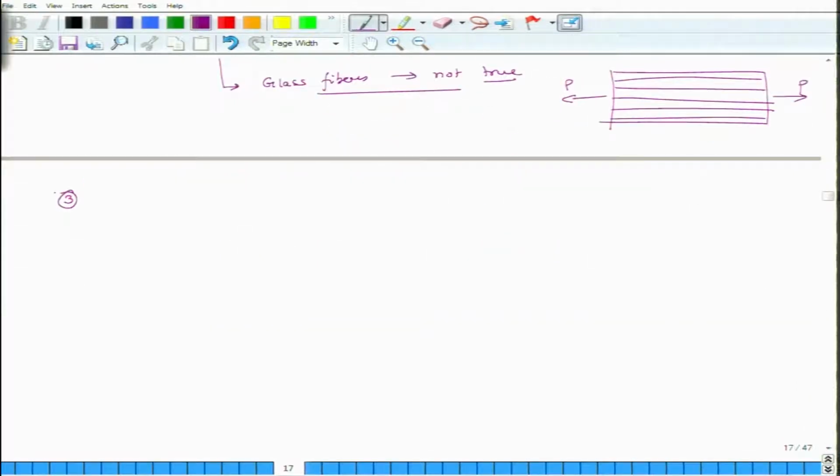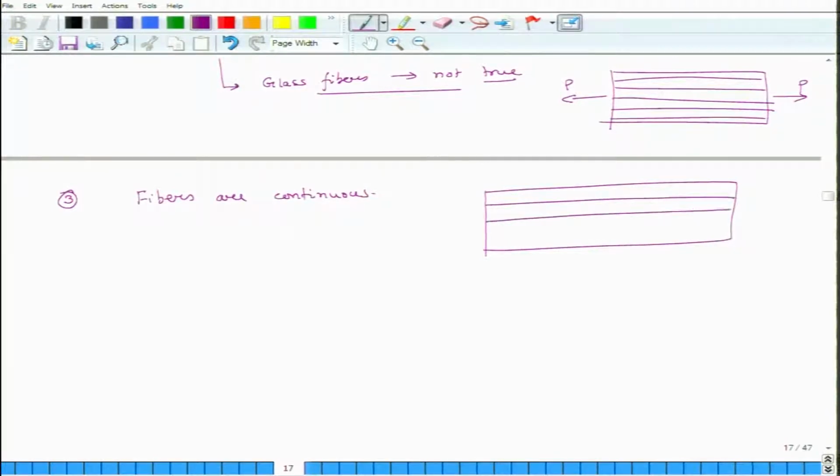The third assumption which we made was that fibers were continuous. This means that if you take a sample of composite, fibers run throughout the length of the composite. Again, in reality that will not be true. There will always be fibers which may run something like this.